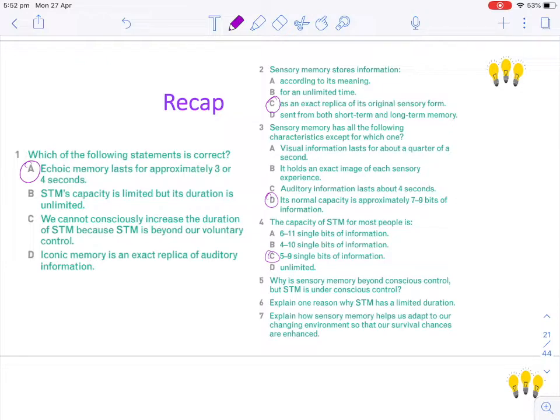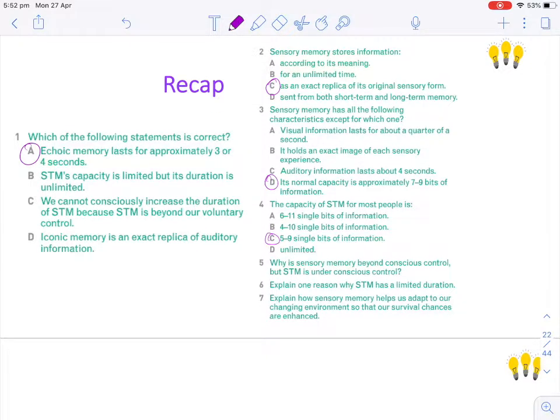So for question 5, why is sensory memory beyond conscious control, but short-term memory is under conscious control? So short-term memory requires attention consciously to give things meaning, whereas sensory memory has no conscious control. Otherwise, we would be overwhelmed by all of that incoming data and information. So by controlling short-term memory via selective attention, we're able to focus on stimuli that's important and ignore things that aren't important to us.